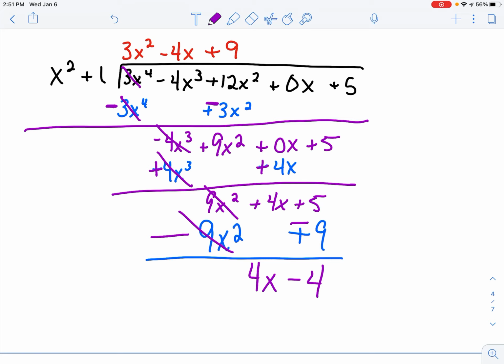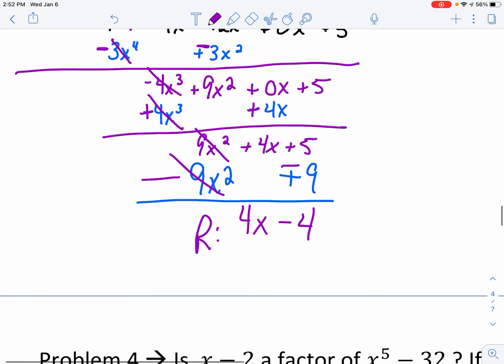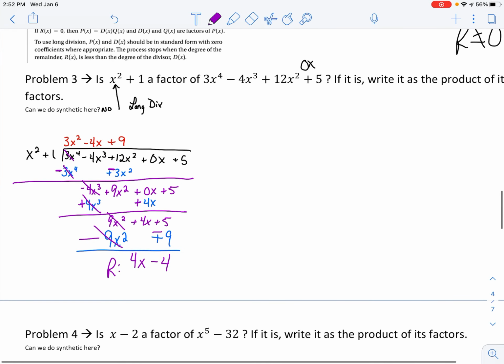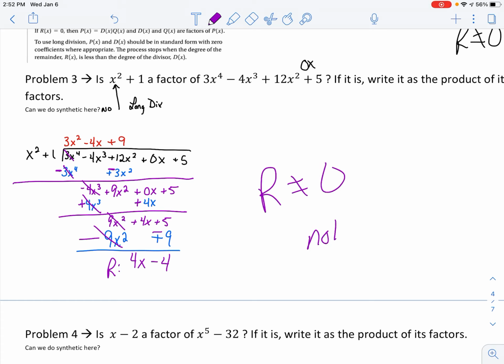Now, oddly enough, that's the end because x squared cannot go inside of an x term. So this has a very odd remainder. This remainder is not 0. So I'm going to write remainder not 0. So this is not a factor. I'm done. That's what we're essentially trying to get at.